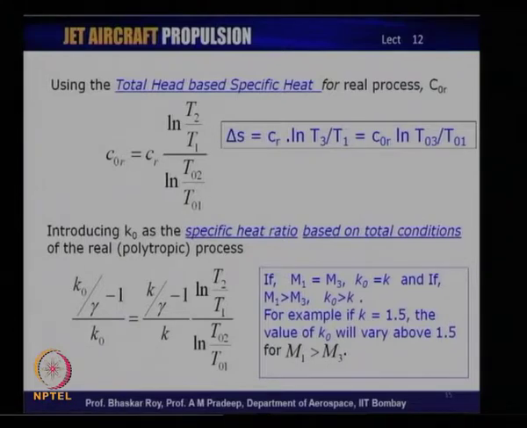Now, that brings us to the point that if we do that, then the specific heat ratio that we have talked about, K for a polytropic process, also should be shown in terms of the total change of parameters, and we can say it is depicted as K0 for a real polytropic process. This K0 can be written down in terms of K0 by gamma minus 1 divided by K0, and that would be equal to K by gamma minus 1 divided by K into ln T2 by T1 divided by ln T02 by T01. Now, these are all derivable definitions from the earlier thermodynamic definition that we have just introduced.